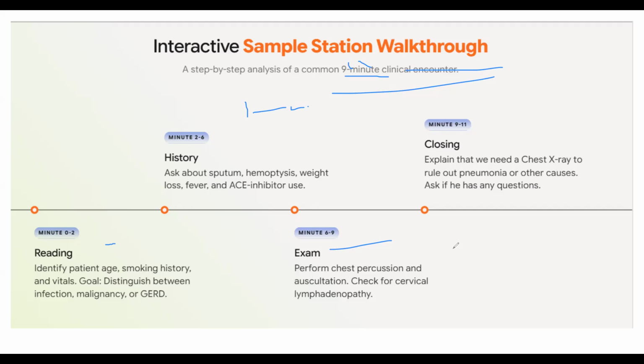Make sure if you're in a station where you have an uncomfortable physical examination to do, you're leaving yourself enough time to be able to do it professionally and not miss things. And finally, closing, explain to the patient what you're going to do next as a summary.